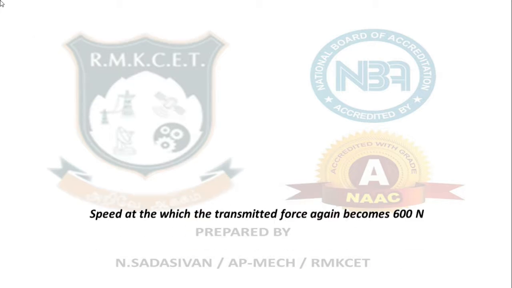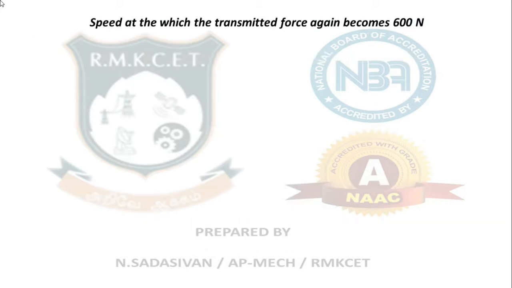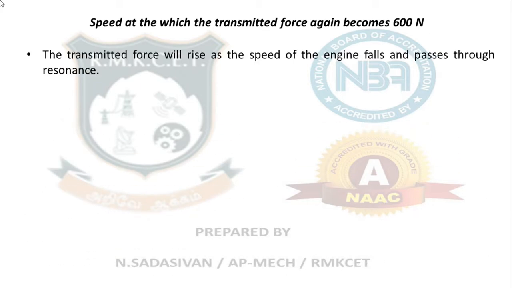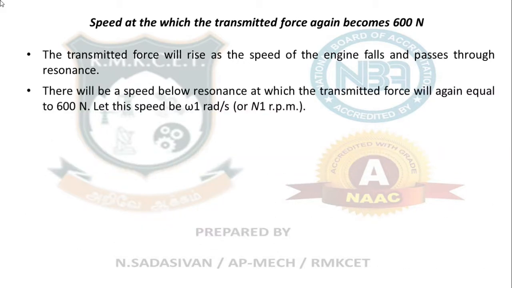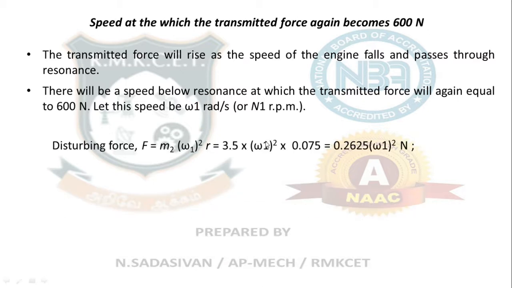Now, the speed at which the transmitted force again becomes 600 Newton. The transmitted force will rise as the speed of the engine falls and passes through resonance. There will be a speed below the resonance at which the transmitted force will again become equal to 600. Let the speed be omega 1, with 1 as a subscript. So the disturbing force equals m2 omega 1 square r. Keep this omega 1 as unknown. That's what I am going to find out.